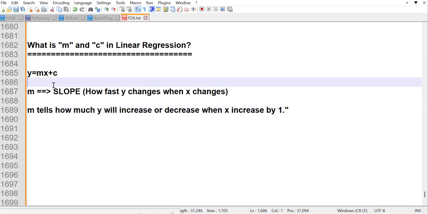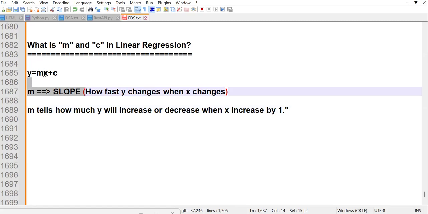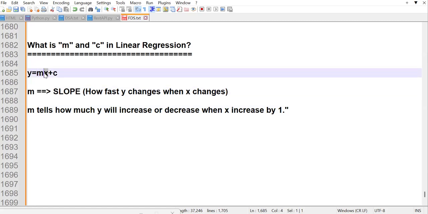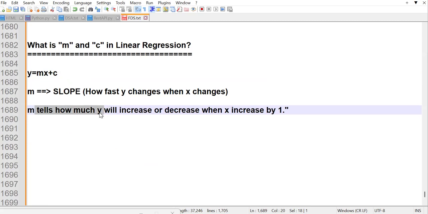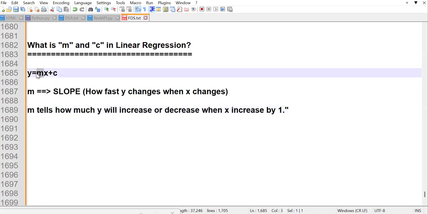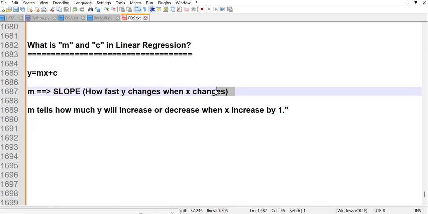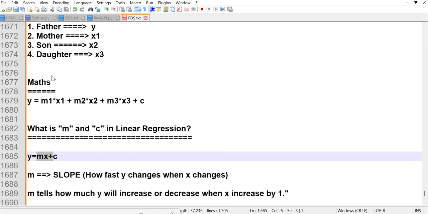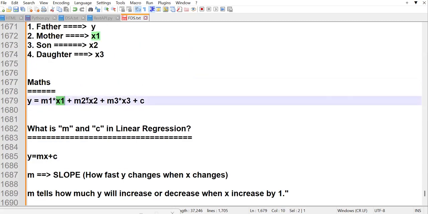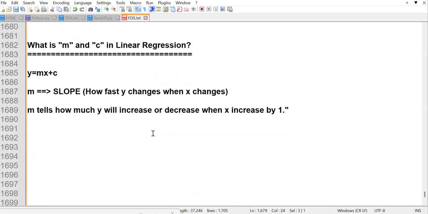M is a slope which tells how fast or how slow, see this, m tells how much y will increase or decrease when x increases by 1. It tells how fast x is changing. Here you can see we have multiple x, x1, x2, x3. The information about how fast x is increasing is told by the slope, which is m, right?